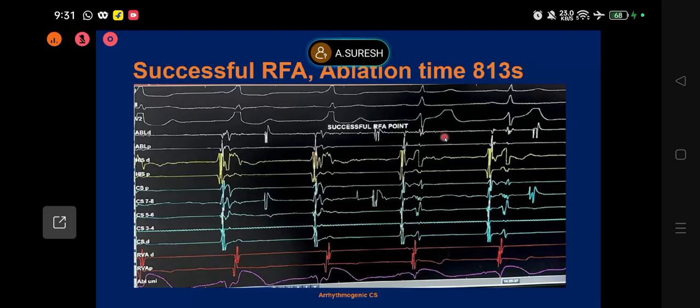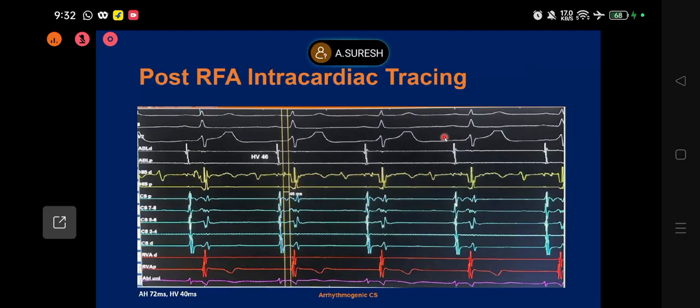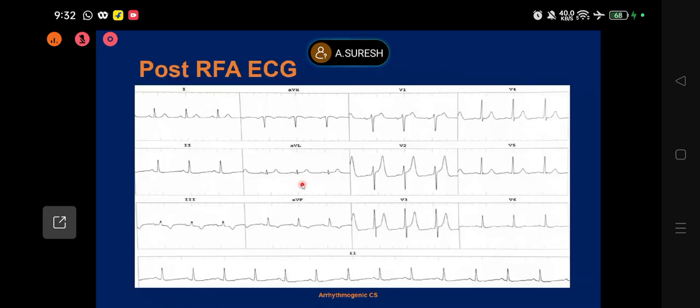What I have observed is that the accessory pathway within the CS pouch takes a lot of time for ablation, and you have to use an irrigated ablation catheter. And post RFA tracing, this is the AH and HV, normalization of HV. There's no pre-excitation seen. And this is the ECG post RFA, and this was done maybe 2.5 years prior to date. And he recently visited me, and he was in sinus rhythm.